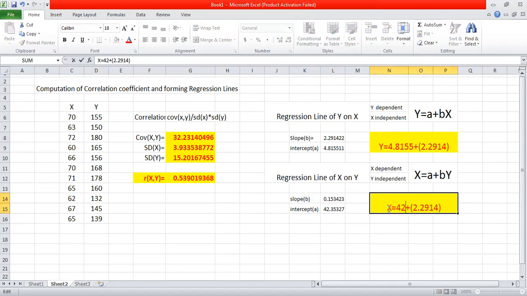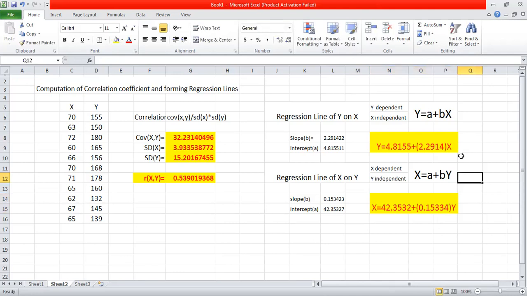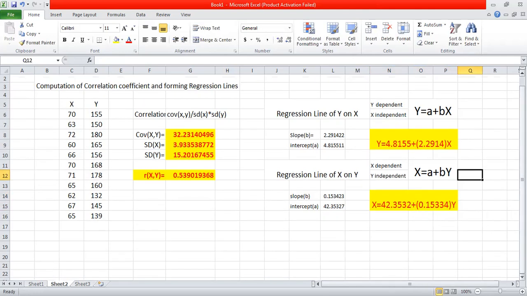That is 3532 plus b into y. So what is the b value? The slope, that is 0.1534 into y. Here I forgot to write y. So these are the two regression lines, that is the regression line of y on x and x on y. So it is very simple to calculate the correlation coefficients and also the regression lines in MS Excel.